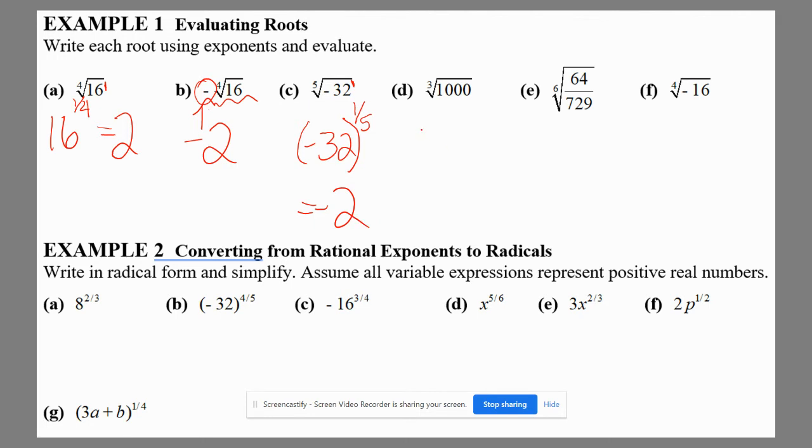Letter D, our base is 1000. This is a first power right here. So first power, third root. 1000 to the 1/3 power is 10.